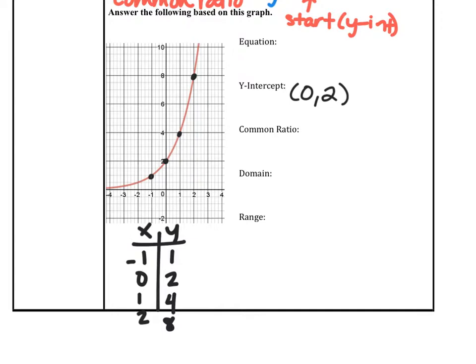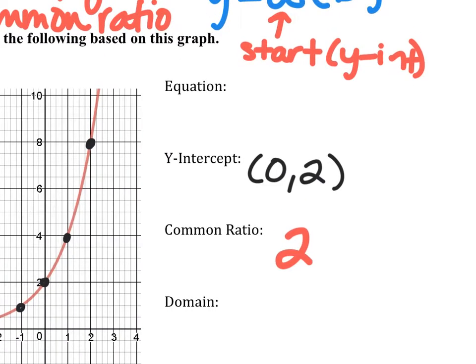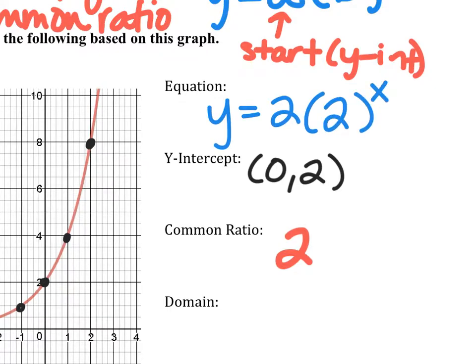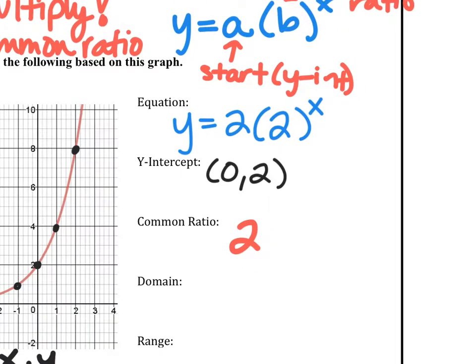So it looks like it's multiplying by 2 for every 1 that it increases. That means that my common ratio is 2, because it's multiplying by 2. And so my equation would need to be y is equal to, my starting value is 2, and it just so happens that these numbers are the same. That's a coincidence. My common ratio is 2, so that is being multiplied. Another way you could write this, y is equal to 2 times 2 to the x. It means the same thing.